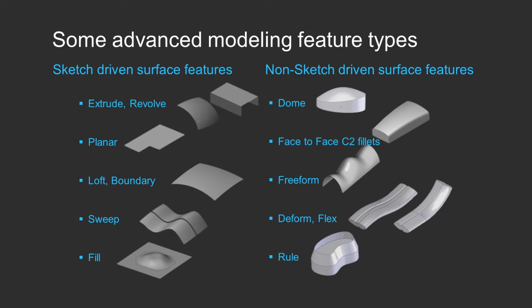Moving on from that, you have sweep, which basically is taking any 2D profile or even 3D and sweeping it along a path. And again, I'll get into some of these more basic and important advanced modeling features a little bit later. Fill is a unique feature that can fill an area like boundary can, but it can do it regardless of how many sides you have or how many boundaries you have to fill in that area.